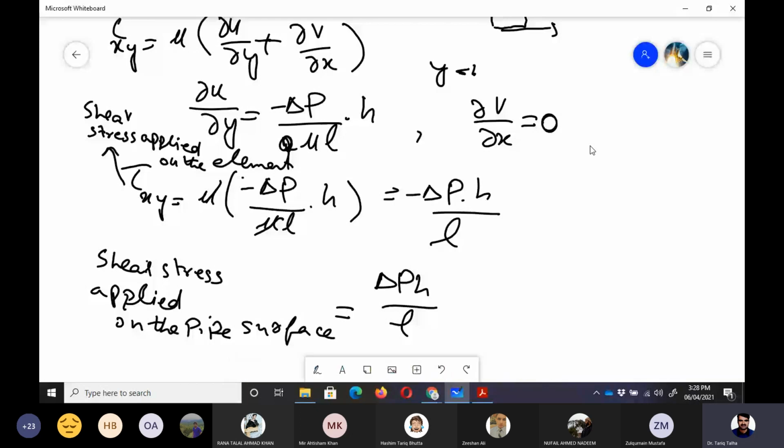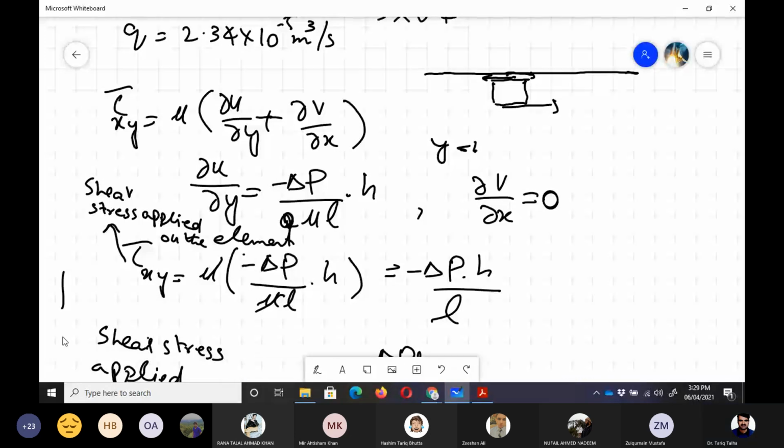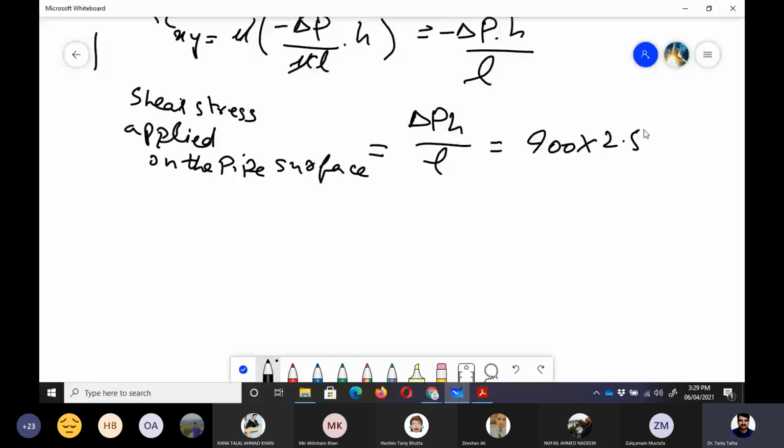Right? Because I have just explained that if this fluid is experiencing a shear stress in the negative x direction, this pipe surface would also experience a shear stress in the positive x direction, which comes from Newton's law of motion, that every action has an equal and opposite reaction, so the equal and opposite force would be acting on the pipe surface, right? So now we can calculate its value. Delta p by L is 900, and h value is 2.5 into 10 to the power minus 3, and that would give us some value. I think it would be 2.25, acting in the positive direction if we talk about the pipe side, right?